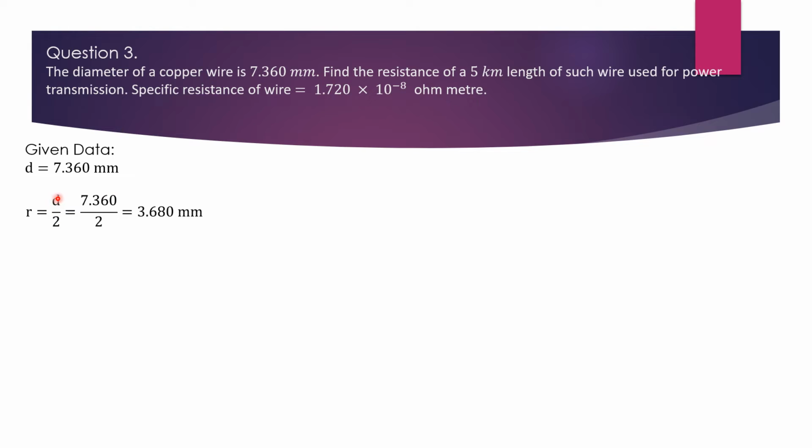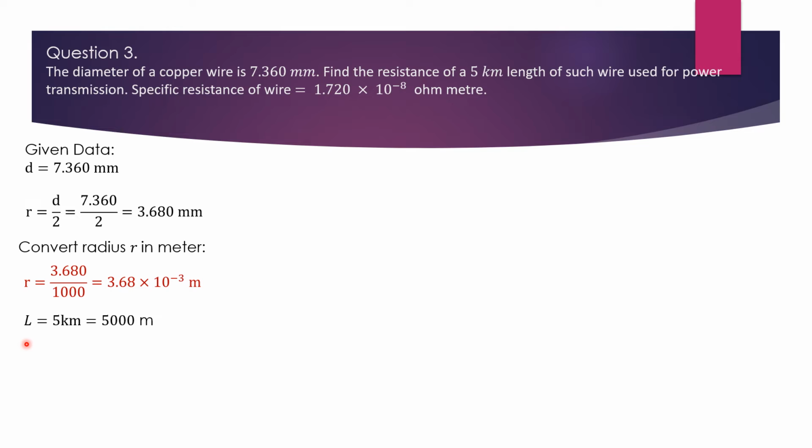We would need the radius in order to calculate the area of the wire. So we calculate the radius from this diameter, and radius is equal to half of the diameter, that is dividing diameter by 2. This results in 7.360 divided by 2 is equal to 3.680 mm. Now convert radius R in meter. So R is equal to 3.680 divided by 1000, which results in 3.68 into 10 power minus 3 meters.